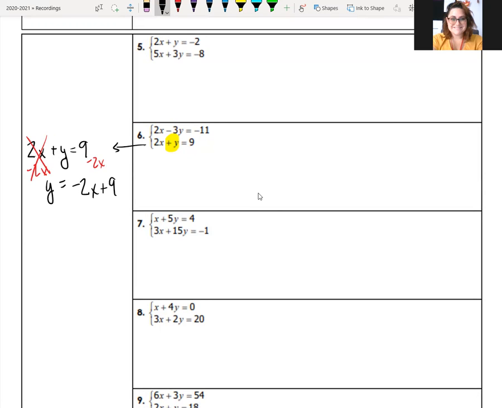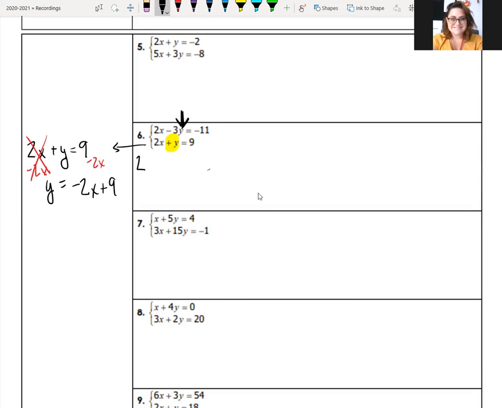Now, when we do this, you cannot plug this back into the original formula that we just changed. It would be kind of pointless to say 2x plus -2x plus 9 equals 9. That's not going to work. We can't use that formula again, so we have to plug back in to this y.